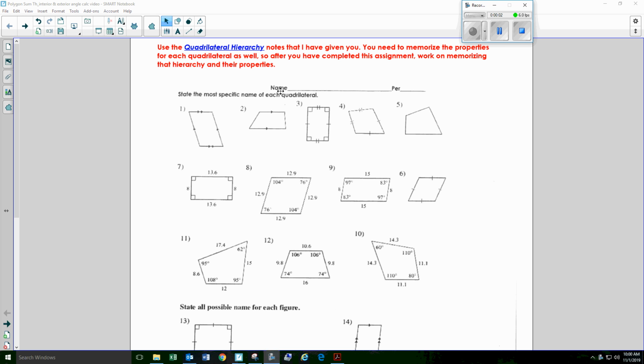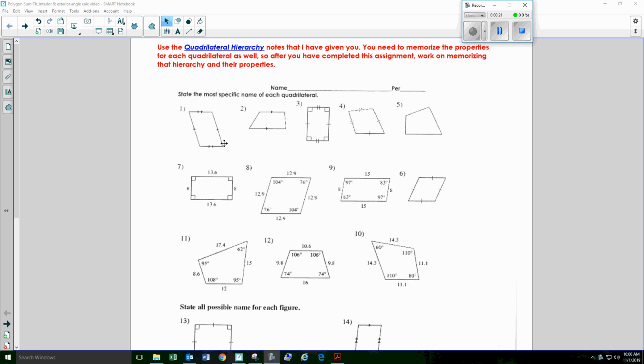Okay, students, today we have two concepts. We're dealing with quadrilaterals right now, and I've given you a quadrilateral hierarchy note sheet. That's what we're going to use to identify the most specific name. As you go down the sheet, that becomes more and more specific.